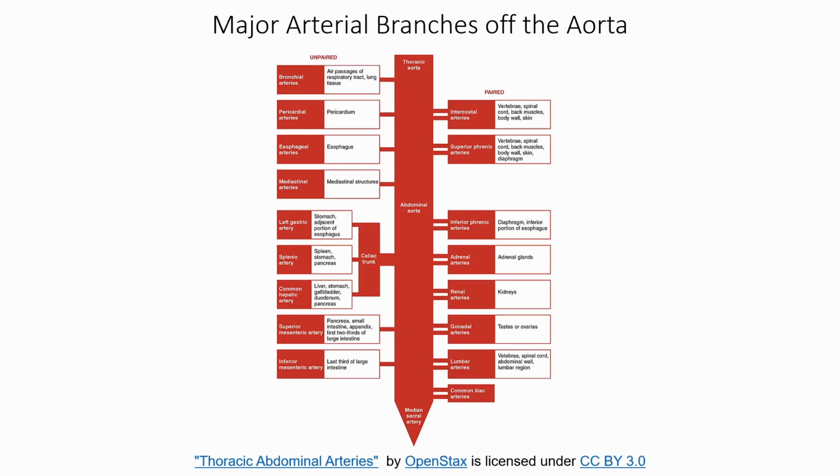And then on the paired side, like the intercostal arteries, there's one going left, there's one going right. The superior phrenic, there's one going left and right. All the way down, adrenal, renal, gonadal. Those make sense because you have two adrenal glands, you have two kidneys, you have two gonads, and you have two sides to the lumbar area. So those and the common iliacs too. You have two legs. So all of these are doubled because in general, one's going left and one's going right.